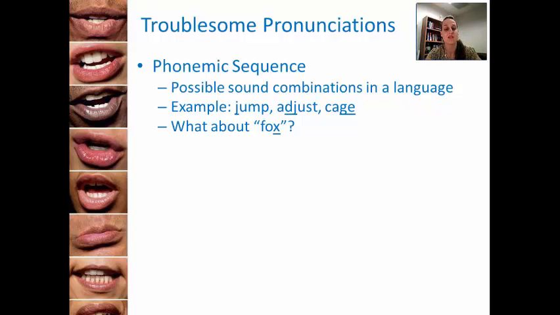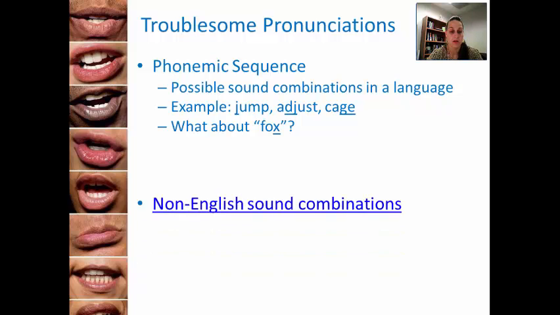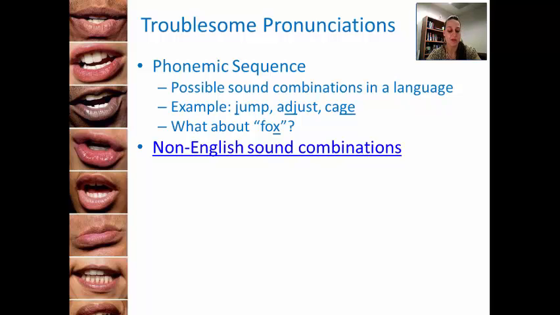So phonemic sequence is talking about the combination of two or more phonemes in the different places in the word. So up until now, we've been working with phonemes that are used in English. Now I'm going to introduce you to phonemes that are not used in English and invite you to a challenge.